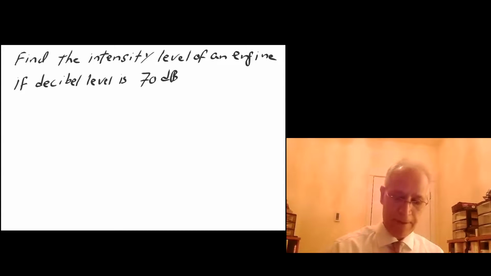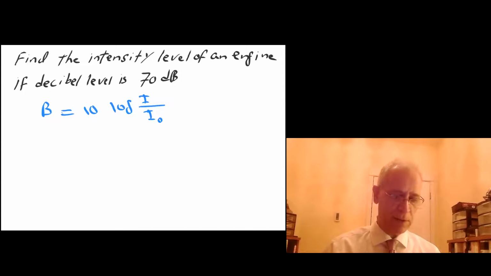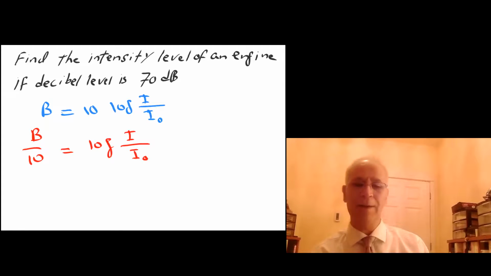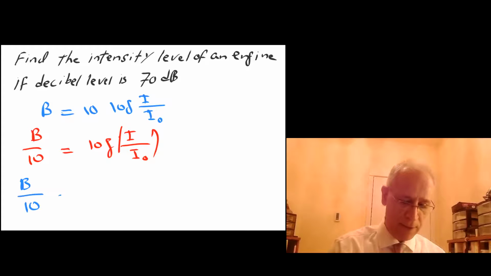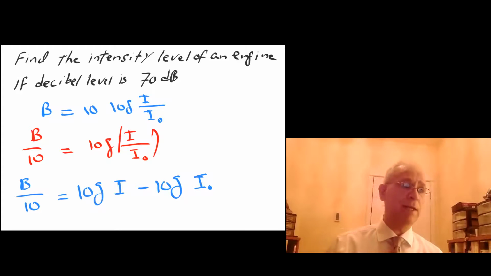Again, we're still using the same formula, B equals 10 times log of I over I naught. So the first thing I'm going to do is divide both sides by 10. So I get B over 10 equals log of I over I naught, sorry about that. Now using my logarithm scales, I'm going to rewrite the right-hand side as B over 10 equals log base 10 of I minus log base 10 of I naught. And remember that we said I naught is 10 to the negative 12.